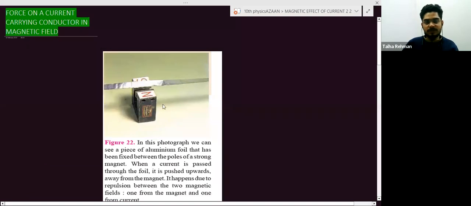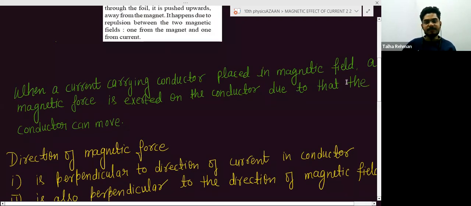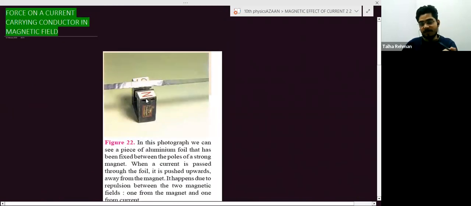So basically, this is a magnet, north south pole. This is the north pole and this is the south pole. This magnet will produce a magnetic field, and this is the conductor. And suppose in this conductor there is a current flowing. So what will happen? This conductor will move upward. Why? Because this conductor will experience the magnetic force. So when a current carrying conductor is placed in a magnetic field, a magnetic force is exerted on the conductor. Due to that, the conductor can move. So this conductor will move upward.